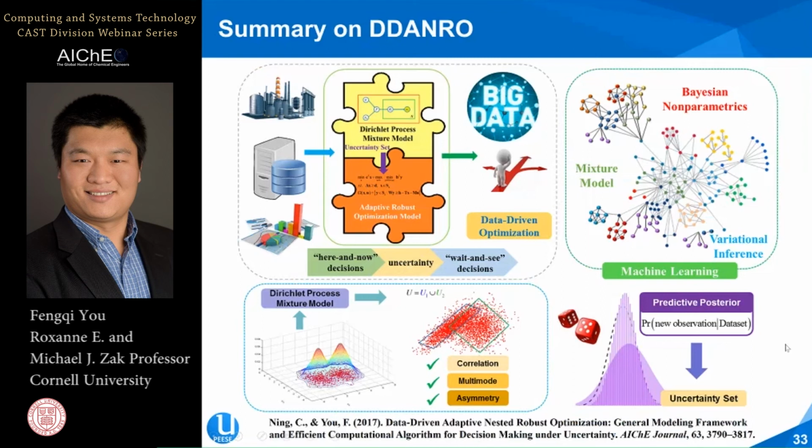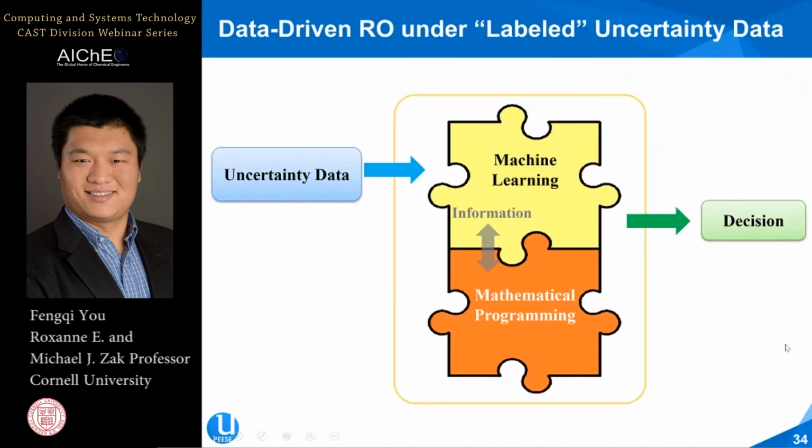In the next few minutes, let me quickly go through another extension that we are thinking about, a unified framework for data-driven decision-making under uncertainty. Everything we talk about is essentially a holistic framework to combine machine learning and mathematical programming, and of course passing information through in the meantime. We get data in, we get decisions out.